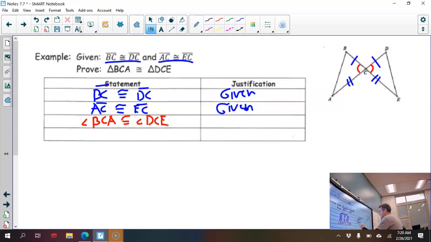And that is true because of the vertical angles theorem. And I now have 3 parts equal to 3 parts. And most importantly, they are a specific 3 parts that work. They are a side, an angle, and a side. So because of the side angle side congruence, these triangles are going to equal each other.